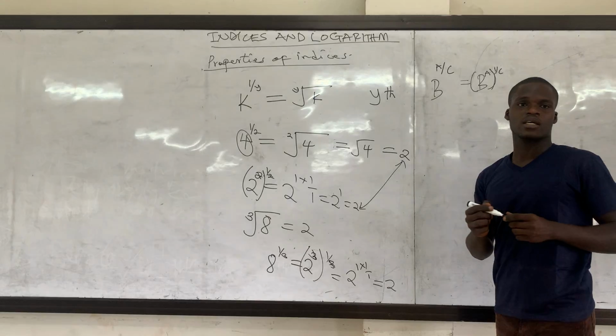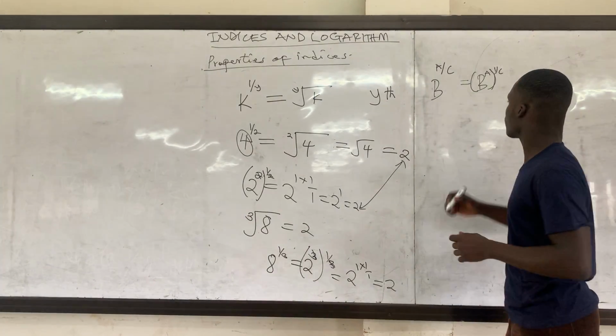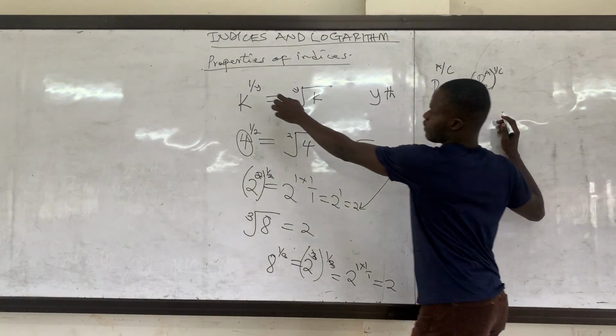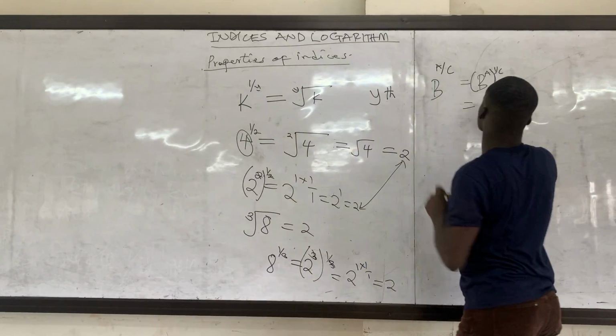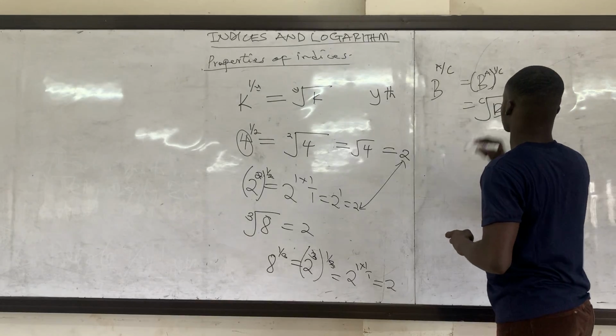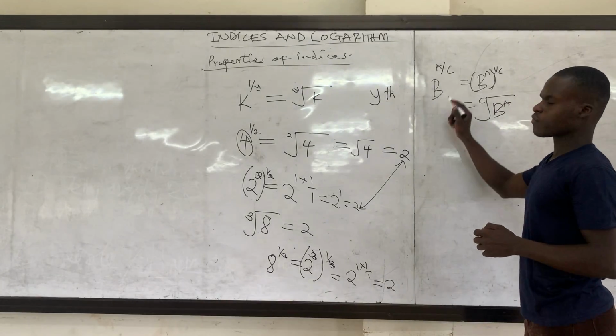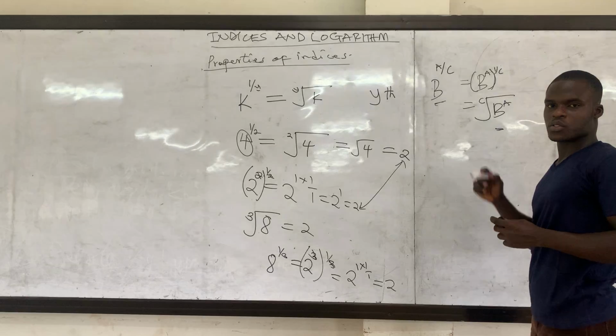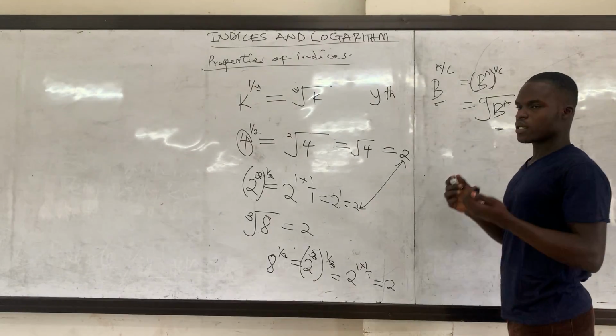So b exponent a, then exponent 1 over c. And we know from here that we can rewrite this as the c-th root of b exponent a. So this from here is the same as this over here. Okay? So let's take a typical example.